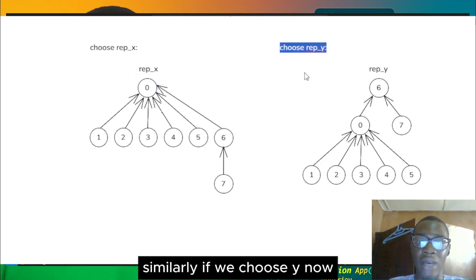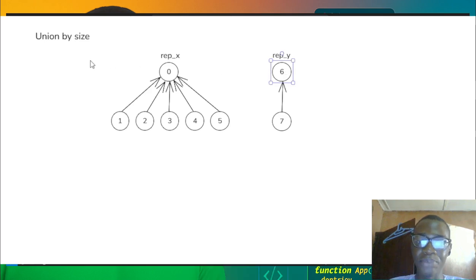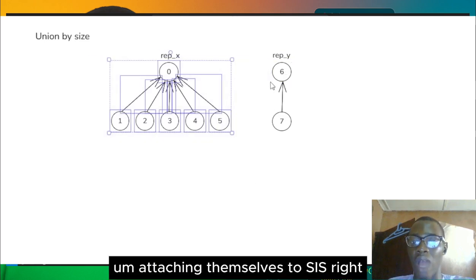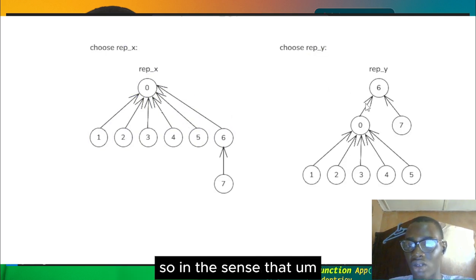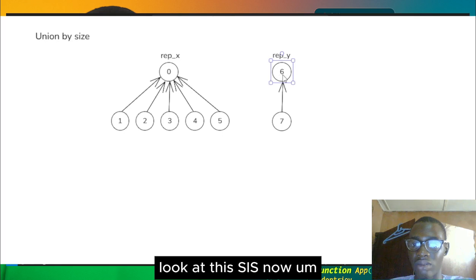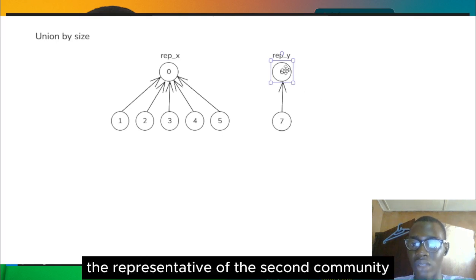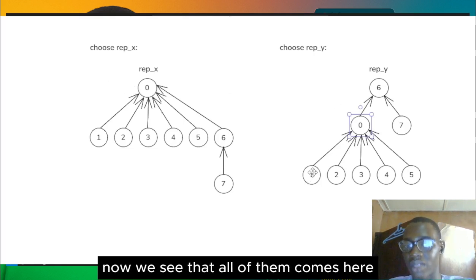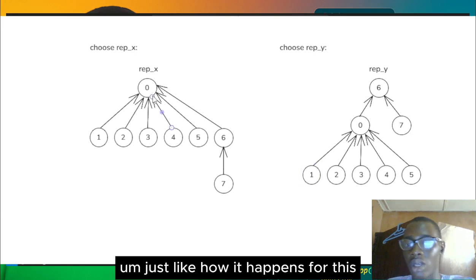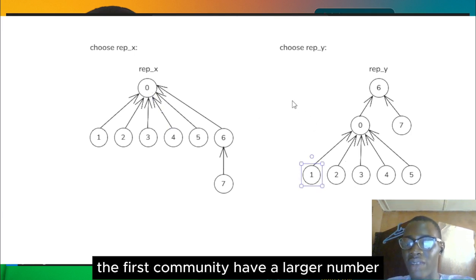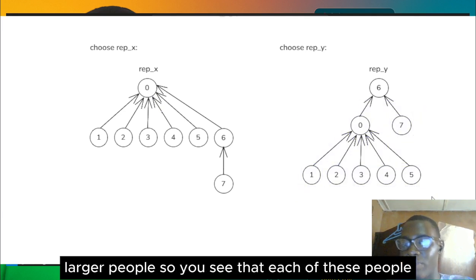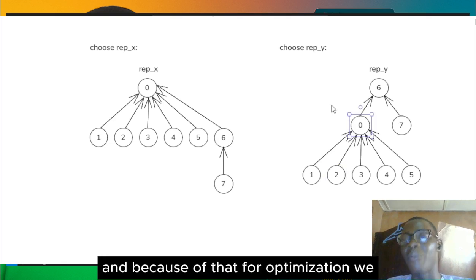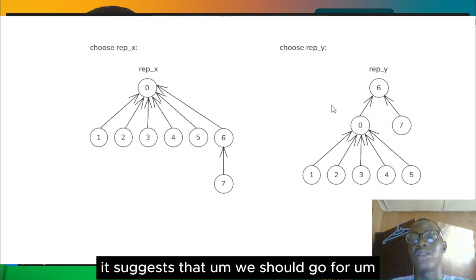Similarly, if we choose the other one now, we have all of these things attaching themselves to 6, right? Look at this 6, which represents the head, the representative of the second community. If we merge the first community with it, we see that all of them come here, just like how it happens for this. But now you see that because the first community has a larger number of people, each of these people will have their distance increased by 1, and because of that, for optimization, it suggests that we should go for a representative.